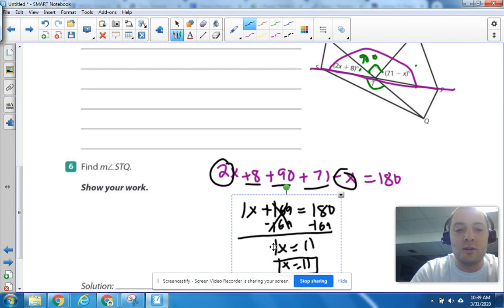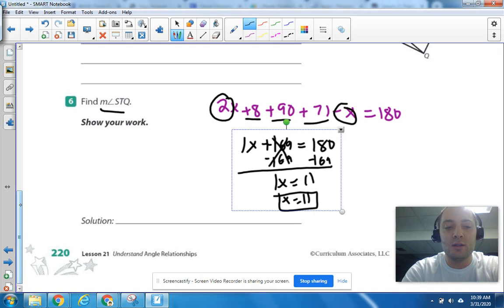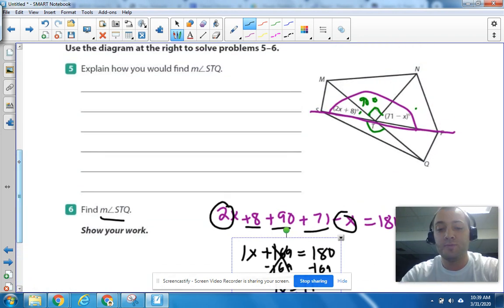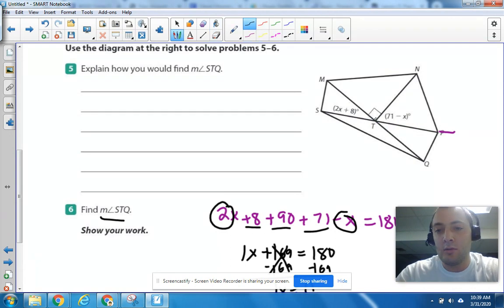Now, you might be asking yourself, we didn't want to find x. We wanted to find the measure of angle STO. So why did we find x? Well, in this case, you have to find x in order to find the measure of angle STO. So, if I know that x is 11, I'll take everything I have here. Let's just put in 11 for x right here. 2 times 11 is 22 plus 8 would be 30. So that means this is 30 degrees.